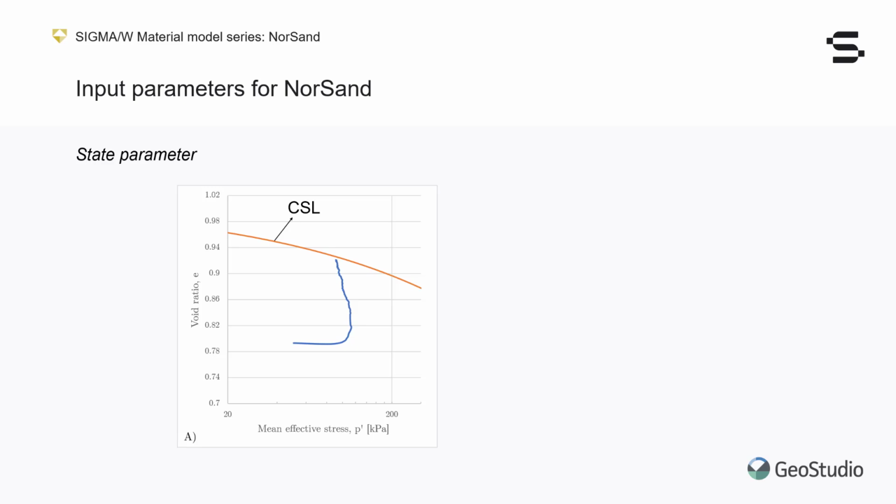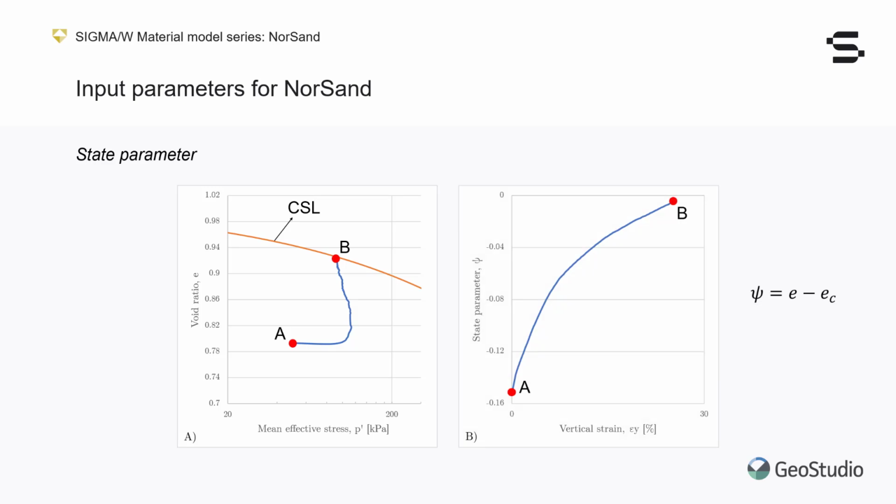For this particular test, starting at point A and ending at point B, the state parameter will show that the sample was dense, since psi is less than 0, and, after 20% of deformation, ended up quite close to its critical state, which by definition would happen when psi and the slope of psi are both 0, similar to dilation.